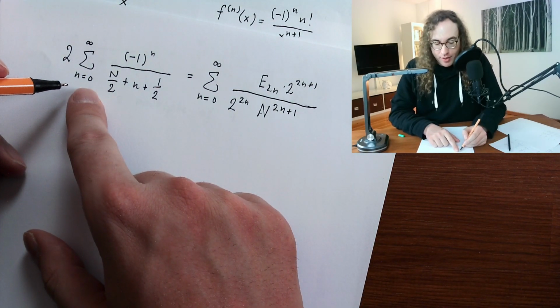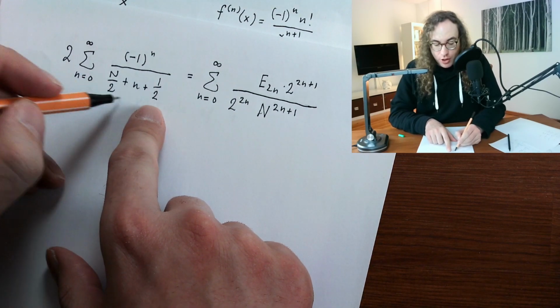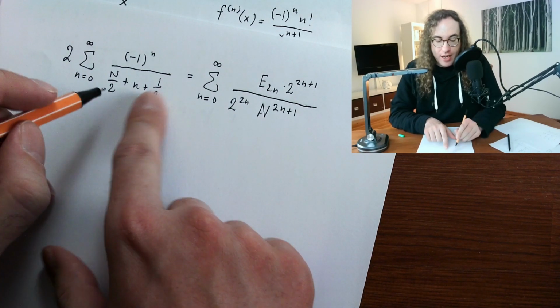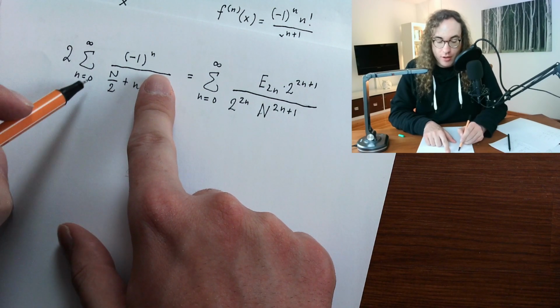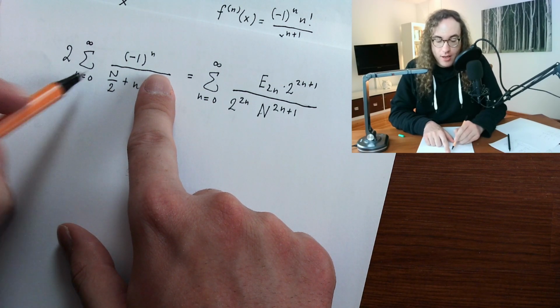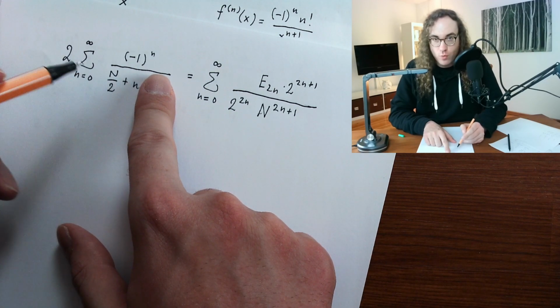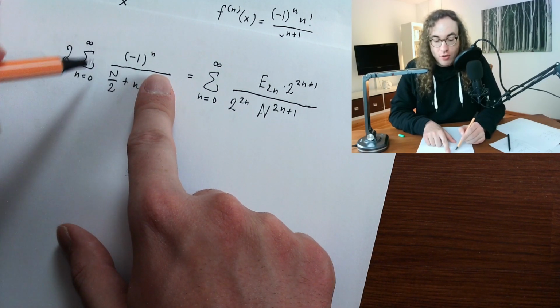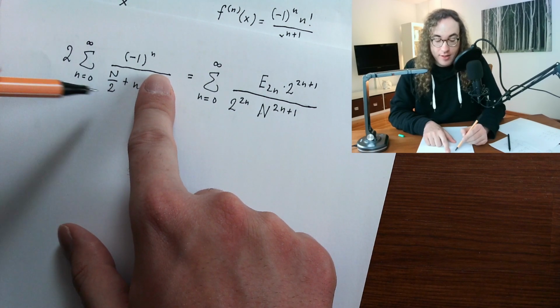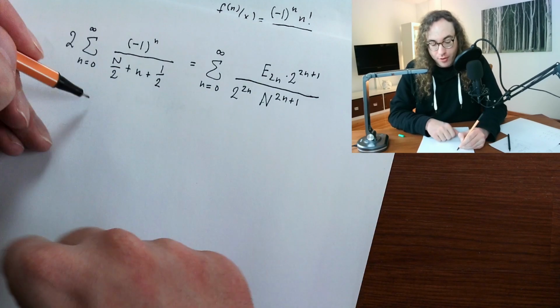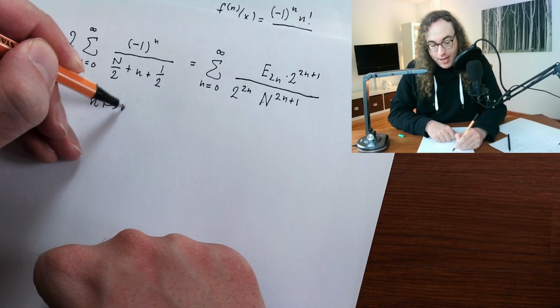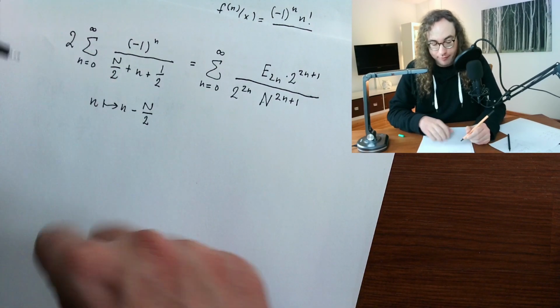Lowercase n starts from 0, but effectively, if you look at the terms in the denominator, they start, if I ignore this, from capital N divided by 2. Then I go to n equals 1, 2, 3, and here I have capital N/2 plus 1, 2, 3, and so on. So I can just re-index this sum so that it starts with N divided by 2 instead of 0. This corresponds to the transformation where I replace n by n minus N/2.